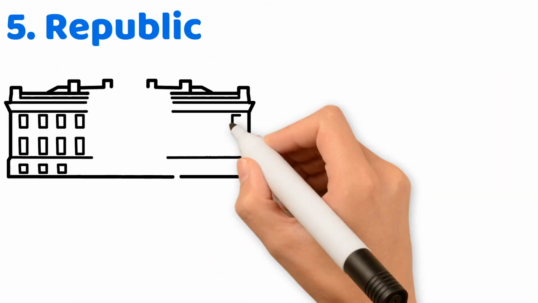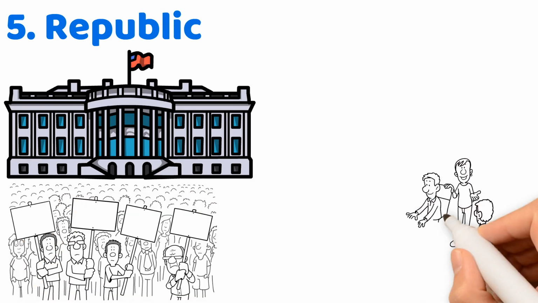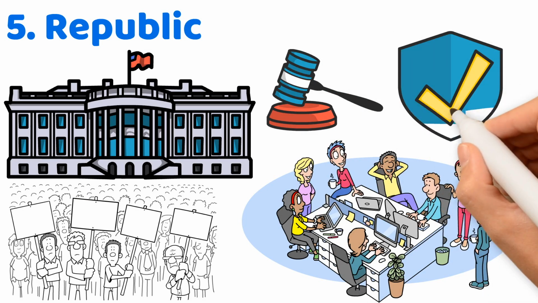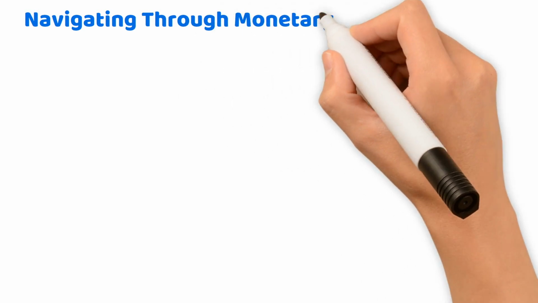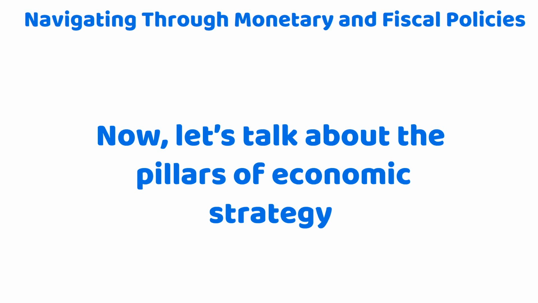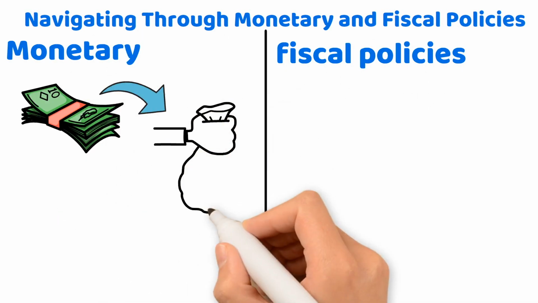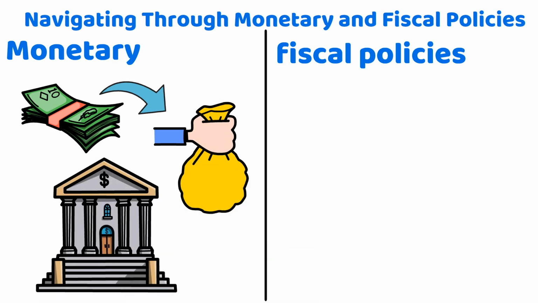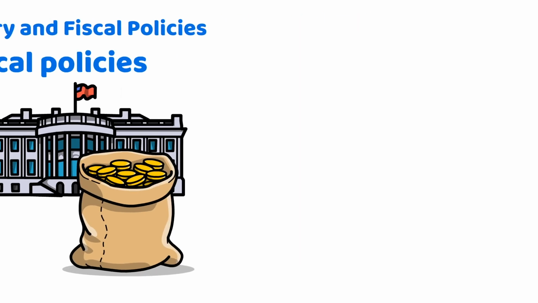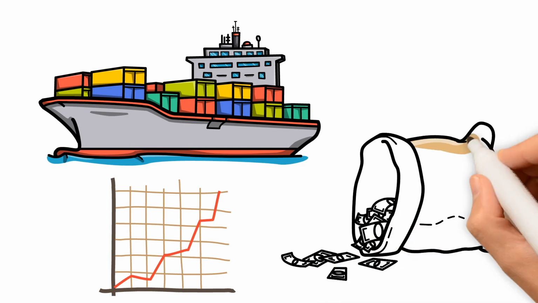5. Republic. In republics, the government is a public matter, and officials are elected to represent the people. This system supports various economic systems, but generally upholds laws that protect private property and encourage free enterprise, navigating through monetary and fiscal policies. Now, let's talk about the pillars of economic strategy: monetary and fiscal policies. Monetary policy involves regulating the money supply and interest rates, managed by the nation's central bank. Fiscal policy, on the other hand, concerns government spending and taxation. Both are instrumental in steering the economic ship, influencing everything from inflation rates to public investment.